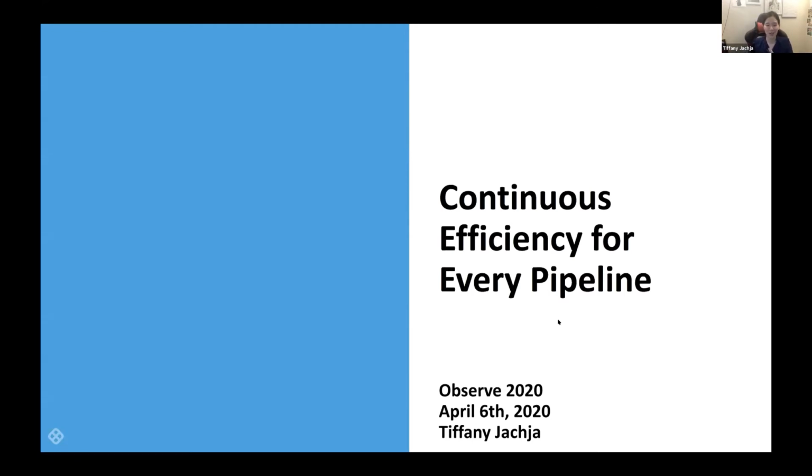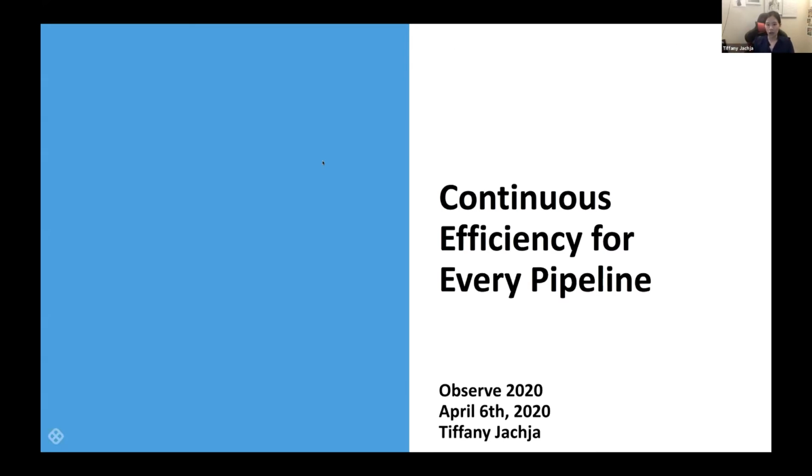But I wanted to share this session to speak about continuous efficiency for every pipeline. So really the purpose of this talk is to encourage discussions around bringing observability concepts into our software delivery processes. And you can see that this is a pretty uniting theme throughout the whole conference: observability, and also getting to production and really hardening our applications.